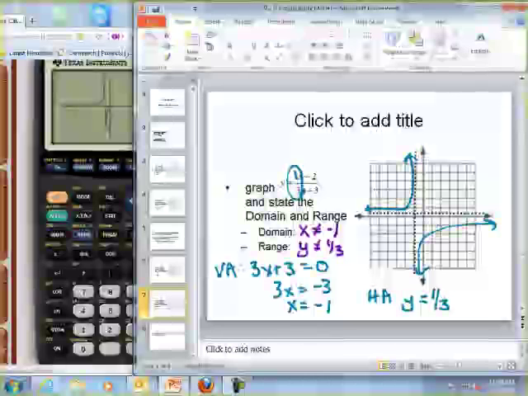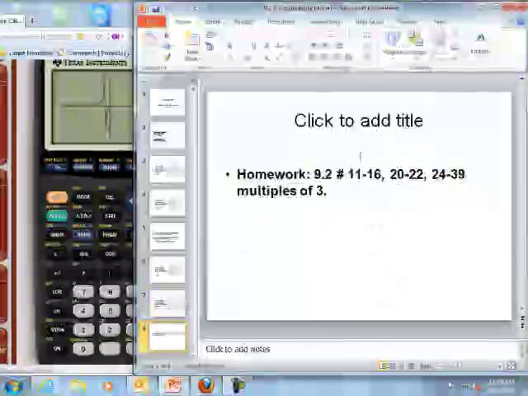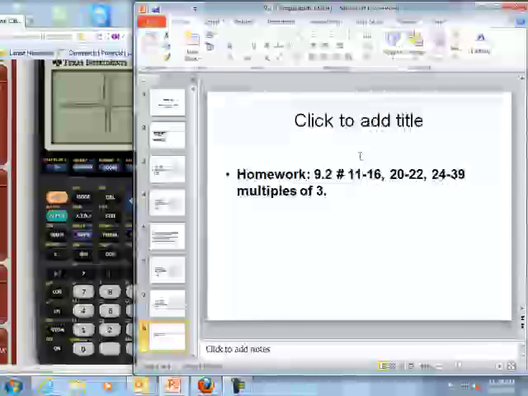Questions? Your homework is from 9.2. And once again, make sure you're careful with your directions, doing the specific things that those questions say to do. Sometimes they tell you to do different things. You don't have to graph all of them.